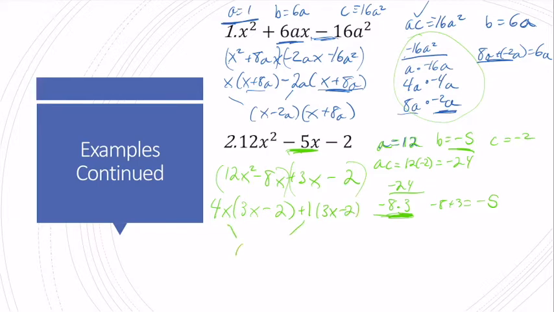So I collect my greatest common factors. I write it next to my remaining binomial. And there I've fully factored our trinomial right here.